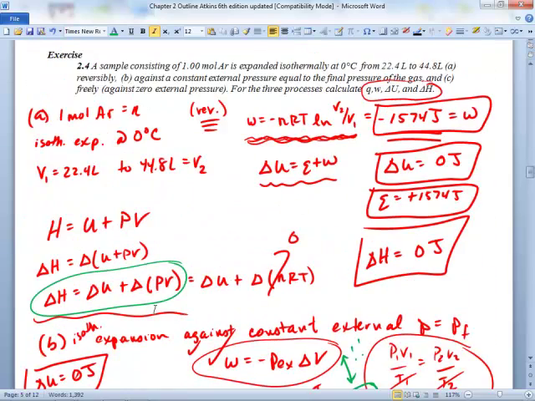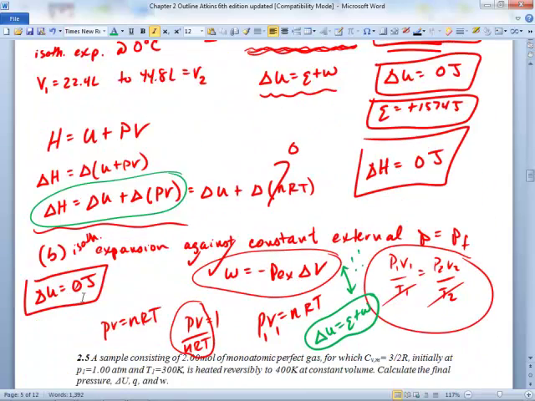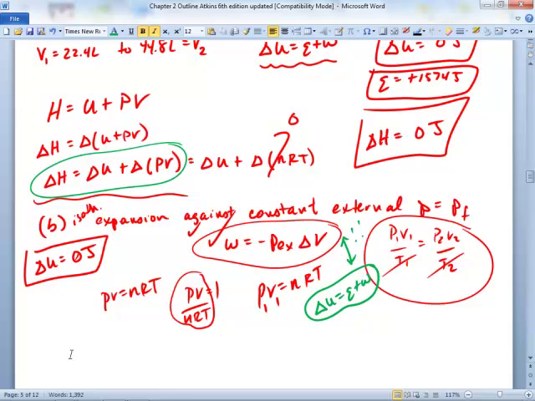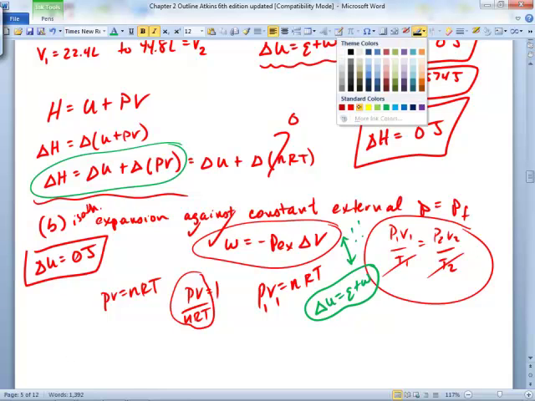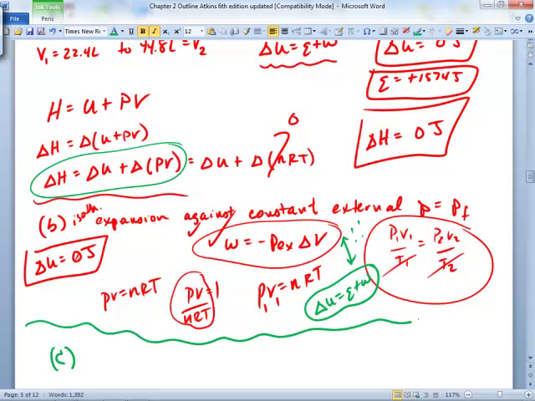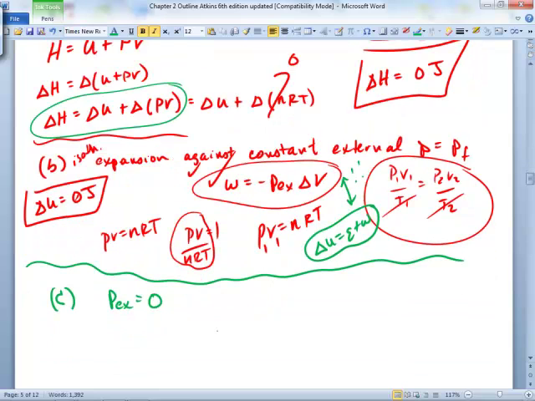Oh, no, we're not done, are we? There's a part C. Okay. Now we're in C. P external is 0. Now, is it still isothermal? Yeah. Isothermal, so what's all 0? Delta U, delta H. Yep, they're all 0. We still need a Q. We still need a W.